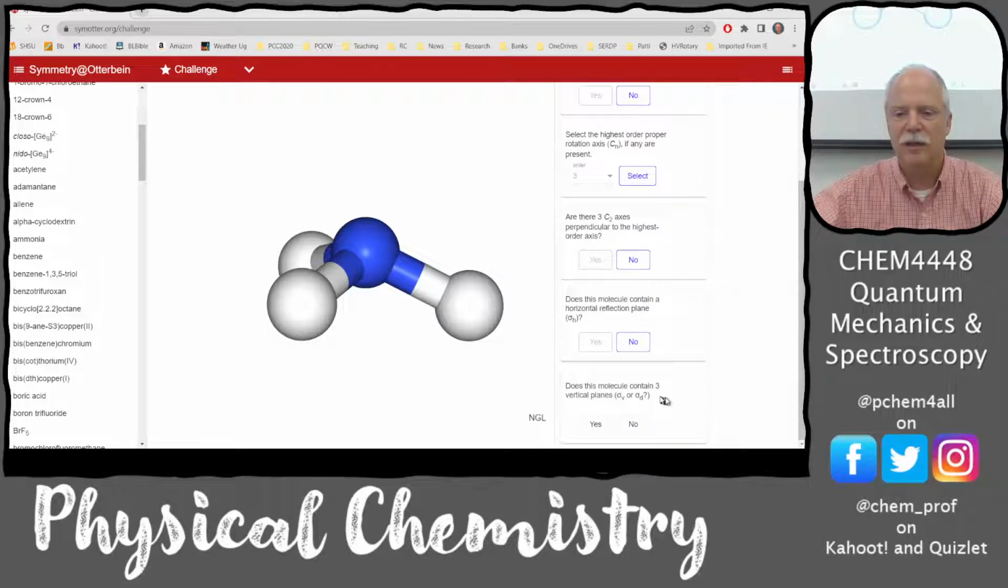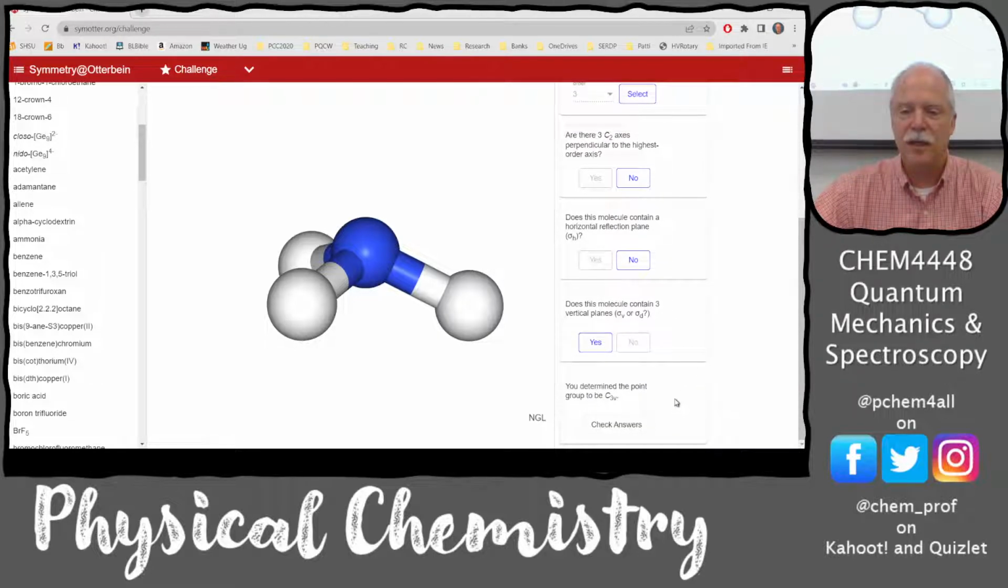And does this molecule contain 3 vertical planes? So if I'm looking at the NH that's in the screen, notice the wedge hydrogen and the dash hydrogen reflect into each other. So that is a reflection plane. And in fact, the NH coming out of the screen, the back hydrogens will reflect into each other. And the one that goes into the back hydrogen, the front hydrogens would reflect into each other. So it has 3 reflection planes. And they're vertical. They contain that vertical symmetry axis. And so absolutely yes on this one. So you determined the point group to be C3V.